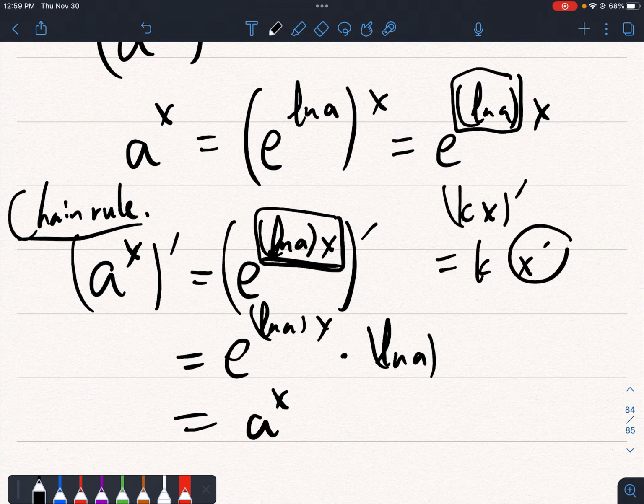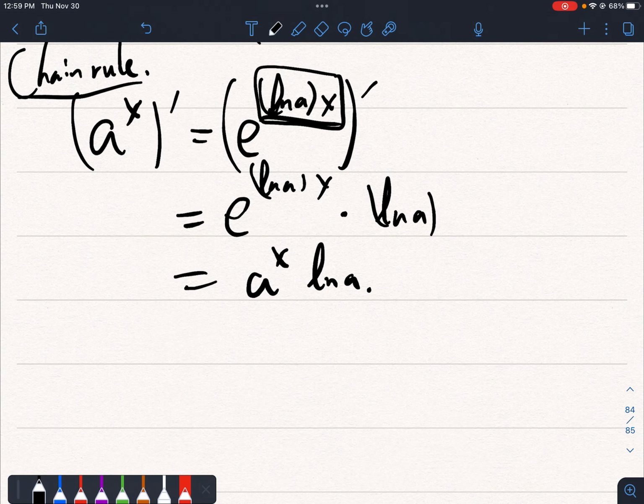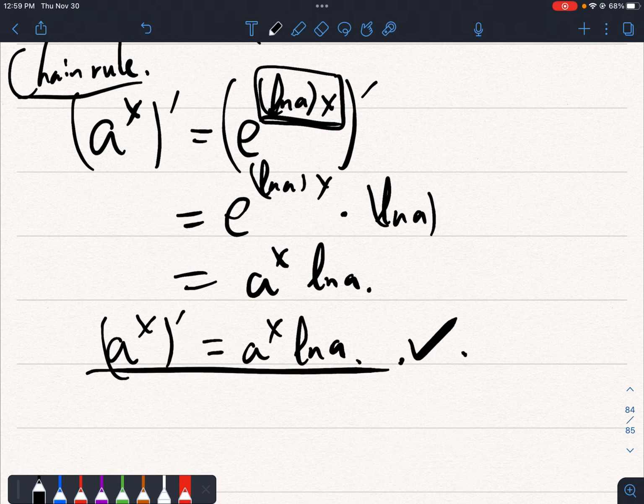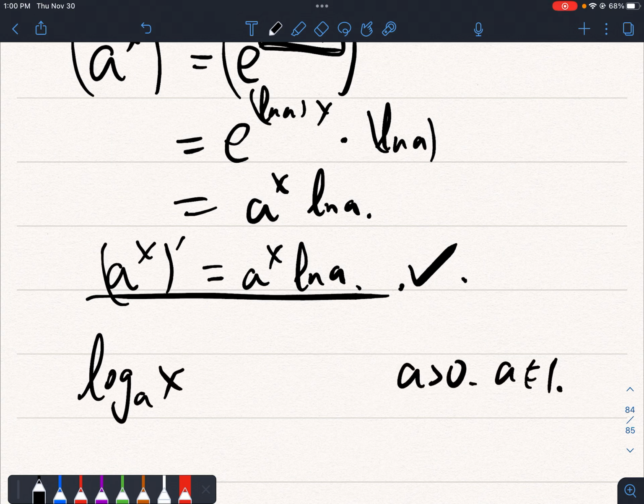Or you can think about it this way: in general, the derivative of kx, where k is a constant, is k times x prime. Well, x prime must be 1, so this is k. So here you just need to multiply by ln a, which means the result is a to the x ln a. So this is also one of the important formulas. The derivative of a to the x is a to the x ln a. Very important.